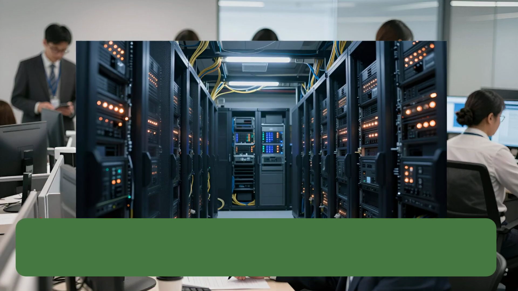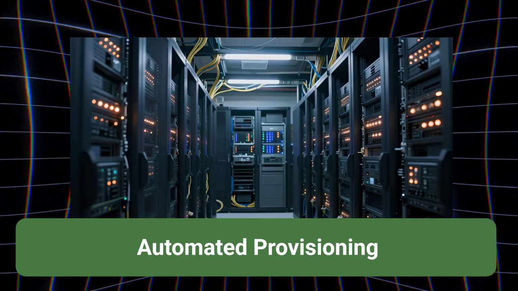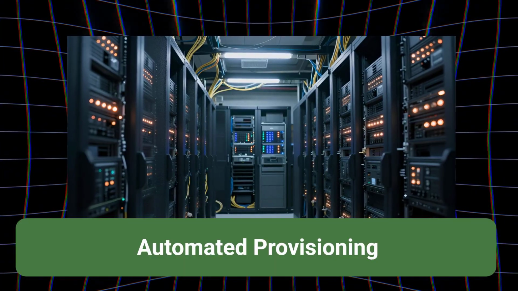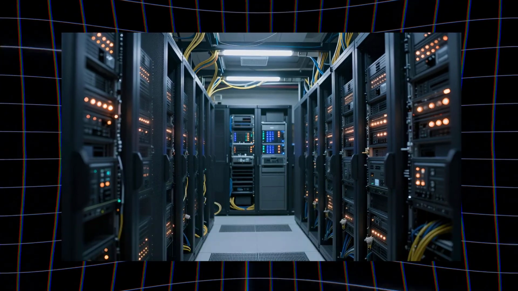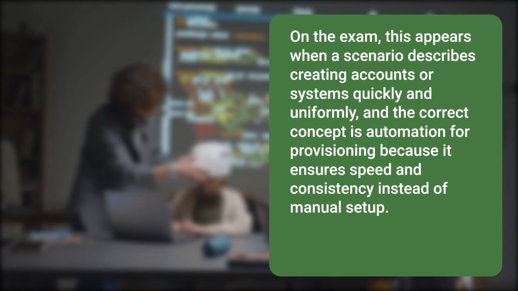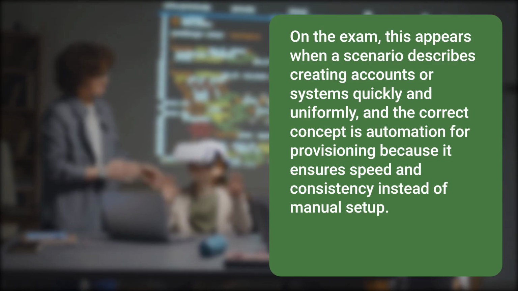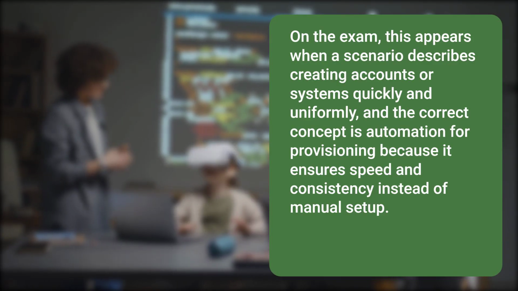Automated scripts are commonly used for user provisioning, making sure new employees get the right accounts and access the moment they are onboard, and for resource provisioning, such as spinning up servers, storage, and network resources in a consistent way. On the exam, this appears when a scenario describes creating accounts or systems quickly and uniformly, and the correct concept is automation for provisioning because it ensures speed and consistency instead of manual setup.